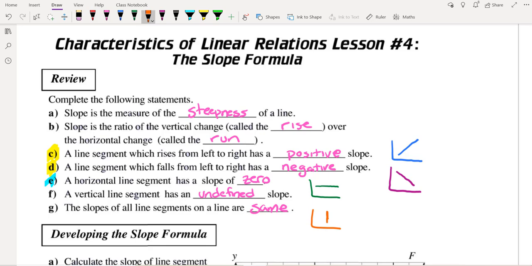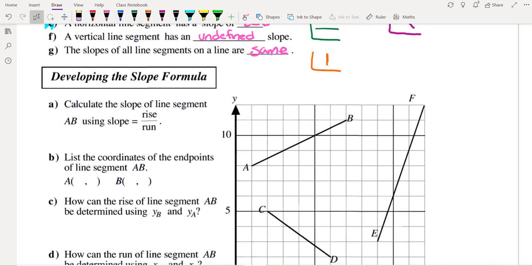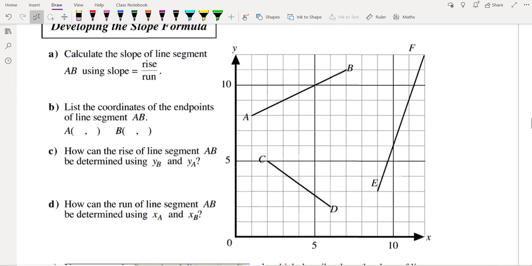Okay. So in today's lesson, we are going to be looking at how we can calculate slope, not from a graph, but using a formula and some calculations. All right. So let's start off with what we did last day. We have a graph here with a whole bunch of different lines on it, and my first task is, for the line AB, determine the slope.